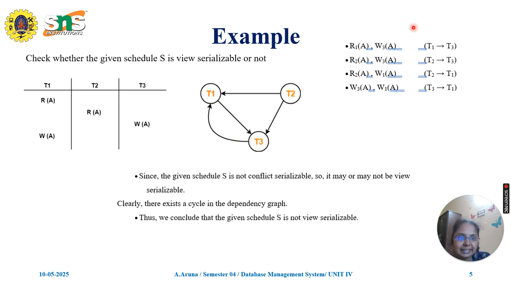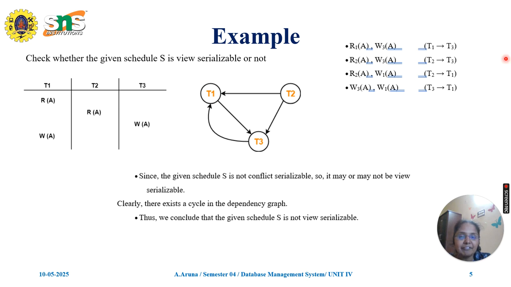While drawing this dependency graph, it depends on these: T1 to T3, T2 to T3, T2 to T1, T3 to T1. In this case, a cycle is established between these, that is T1 and T3. Again, T3 connects with T1. So this is a cycle. In this case, we can say it is not conflict serializable, and it may or may not be view serializable. Definitely, we have to go and check view serializability.